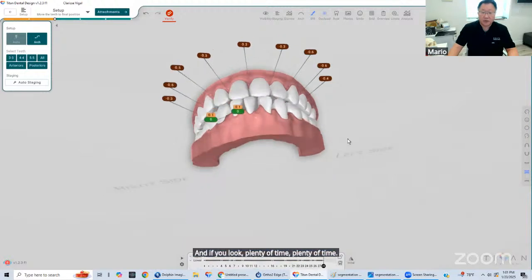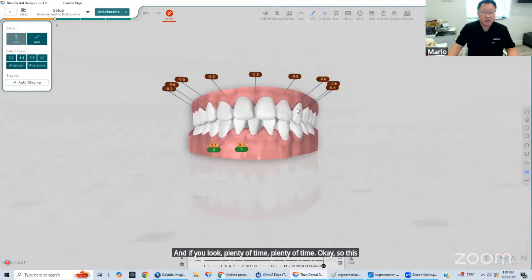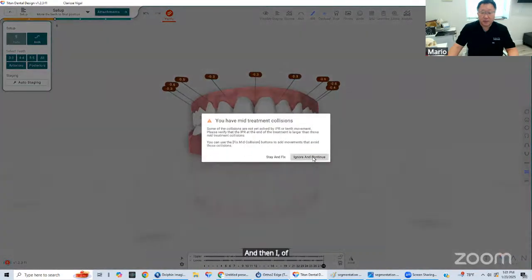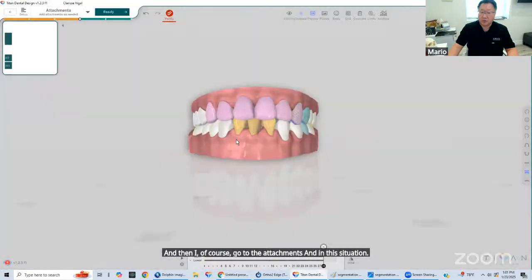Okay, so this is how I do this. And then I, of course, go to the attachments. And in this situation, because I want to ignore the 0.1, I'm going to skip it.